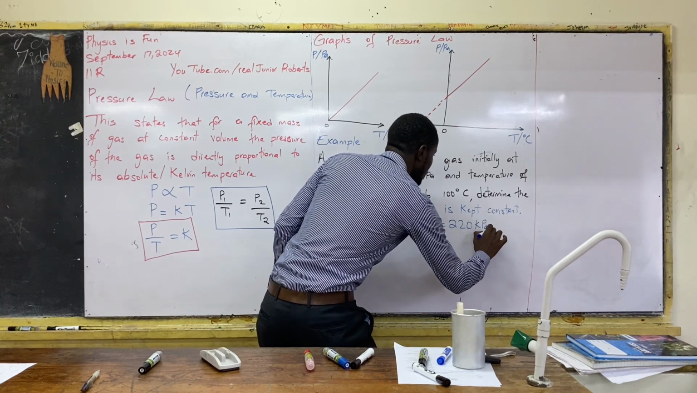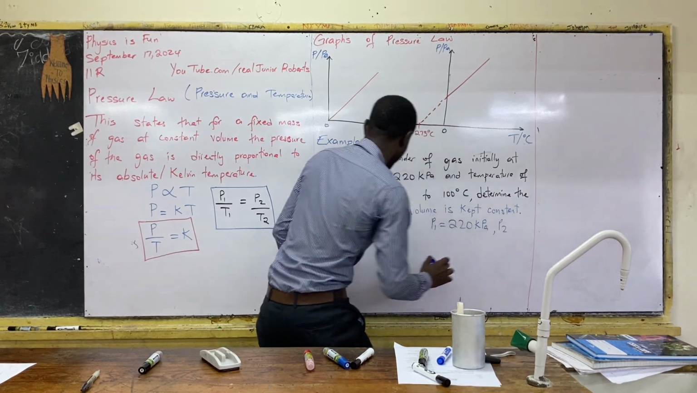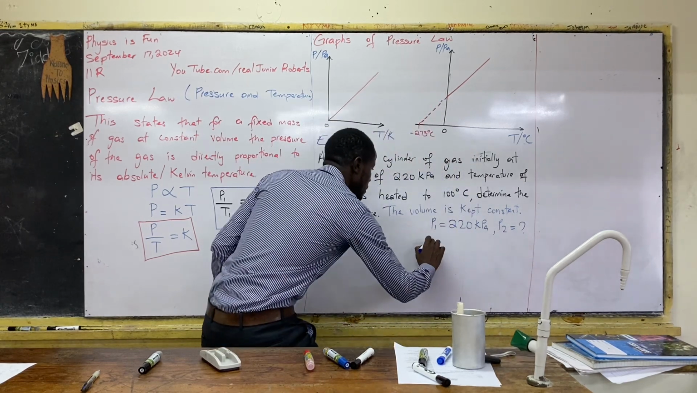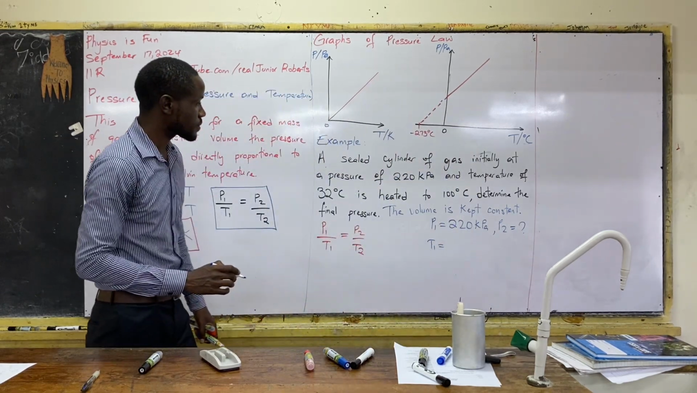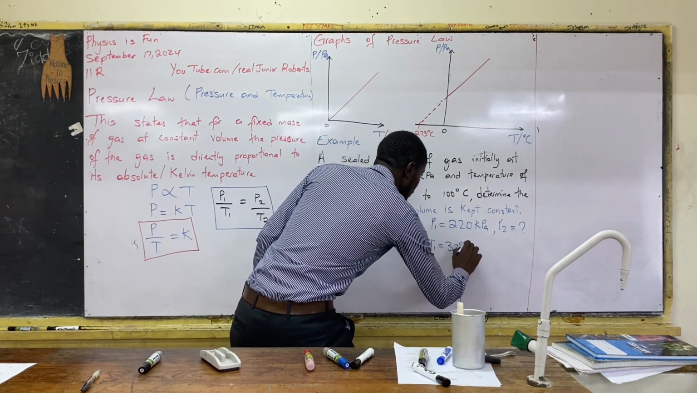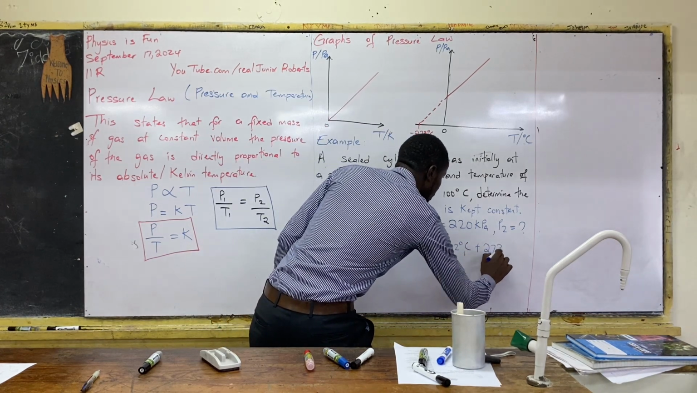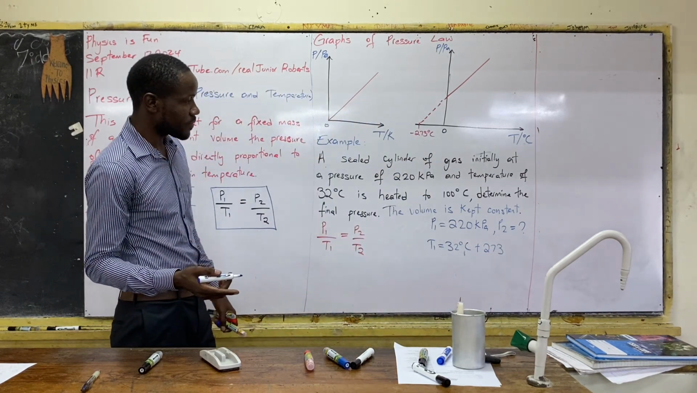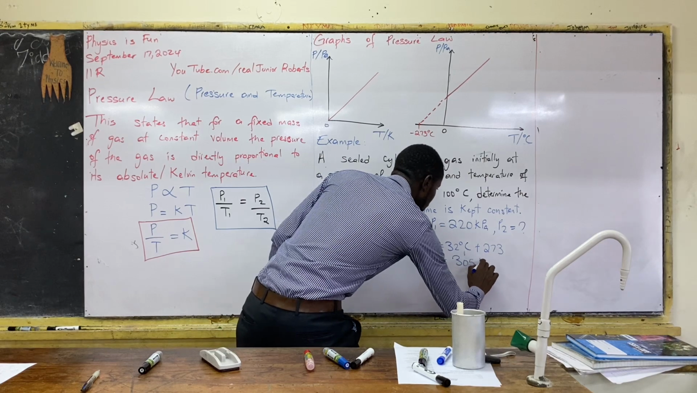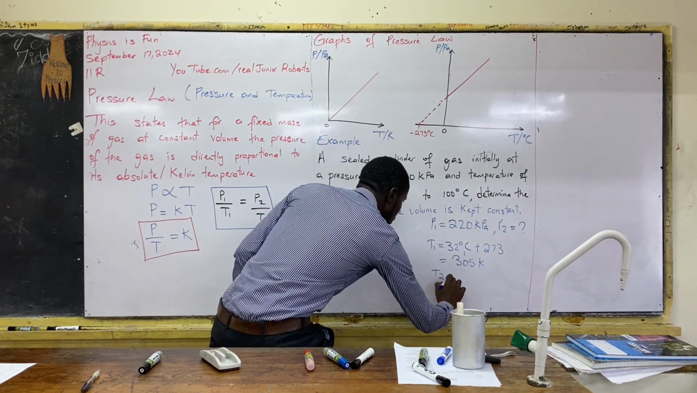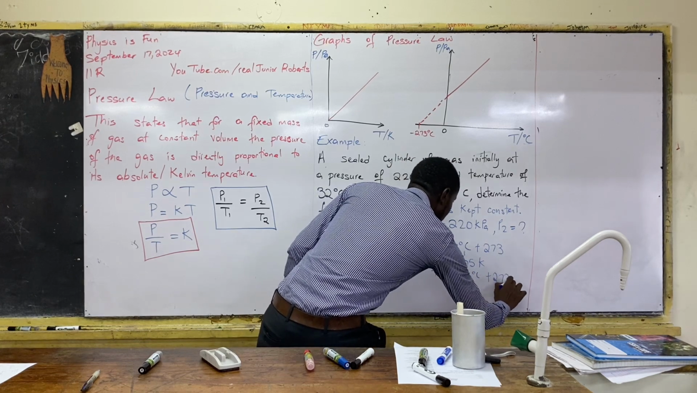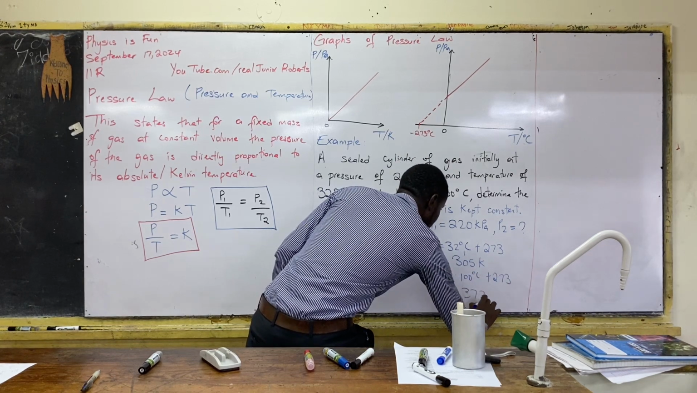Kilopascal. And P2 is what we're trying to find, so that's unknown. T1, what's T1? 32 degrees Celsius. We're going to add 273 to convert it to Kelvin, so that gives 305 Kelvin. And then T2 now is 100, and we add 273, so we get 373.